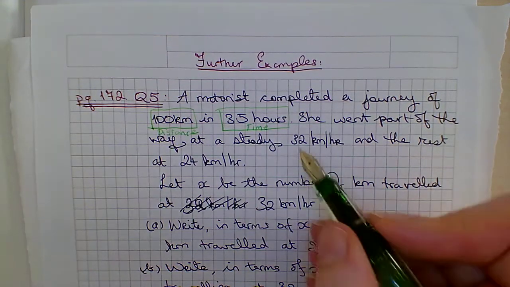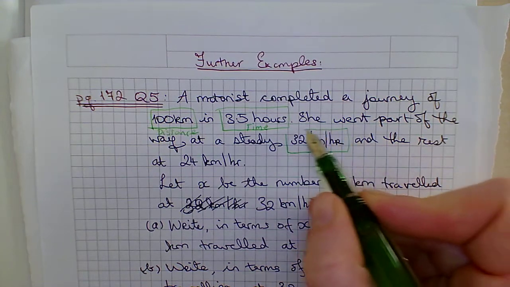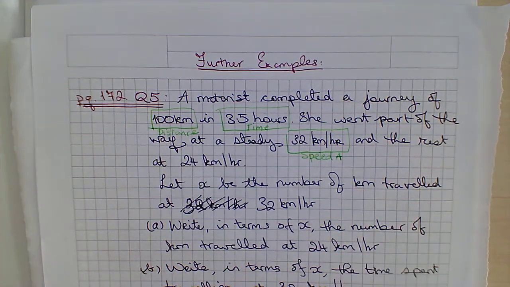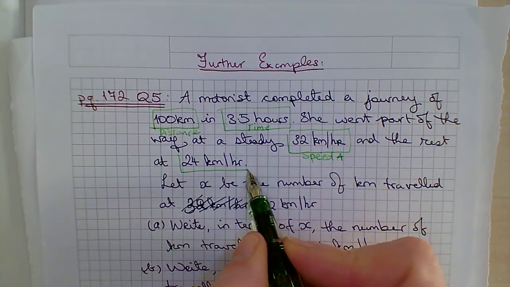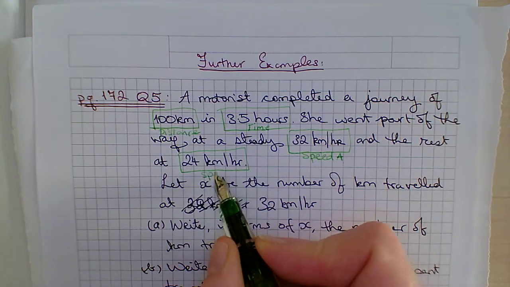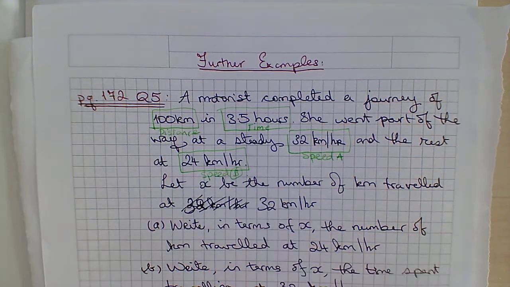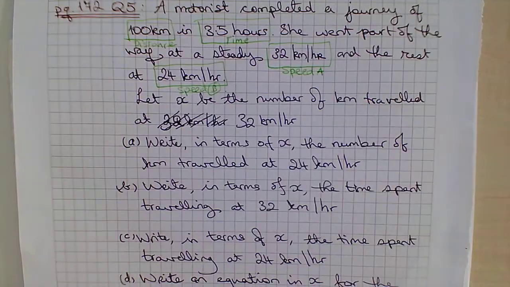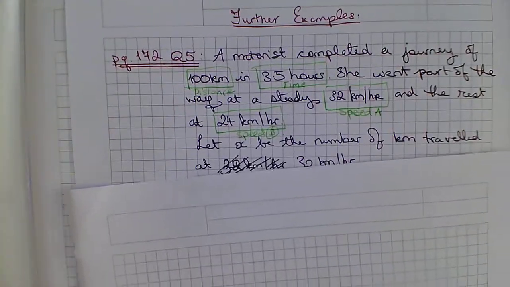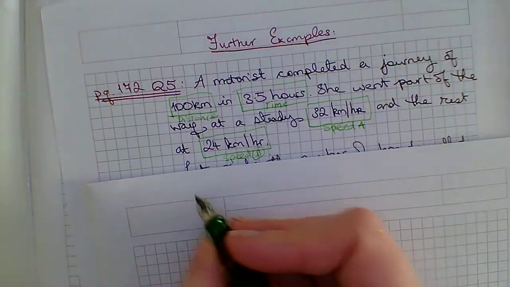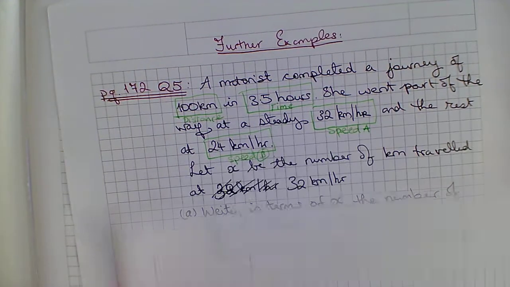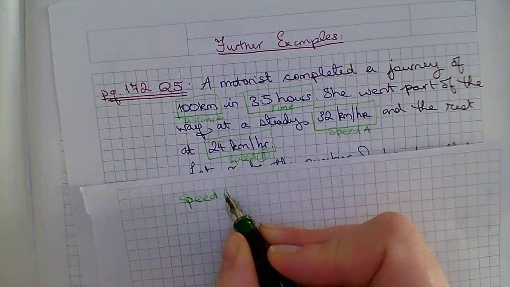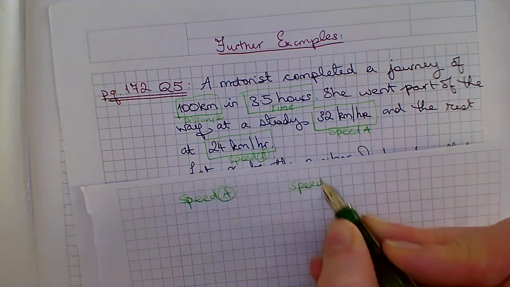She went part of the way at a steady 32 kilometers per hour speed. So there's one speed, I'm going to call it speed A, and the rest of the journey at 24 kilometers per hour. So this is speed B. So before we do anything else, we know that our problem is going to be broken down into two parts, into two different speeds. Okay, so I'm going to keep things in my mind. So speed A and speed B.